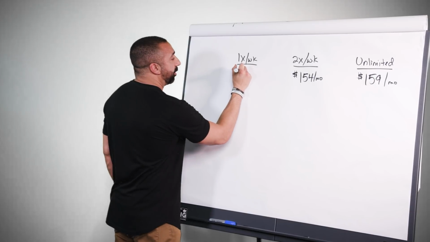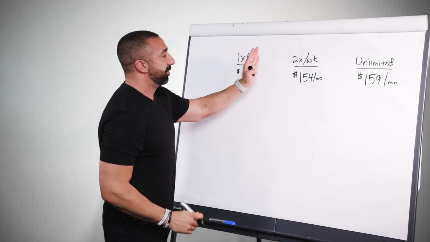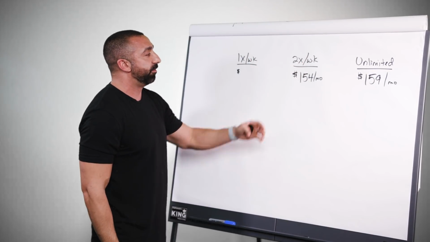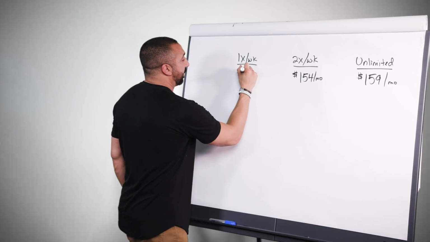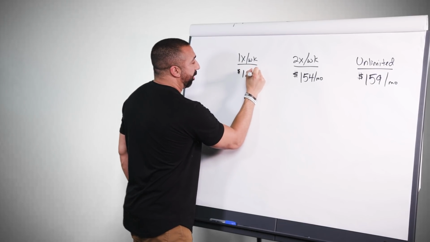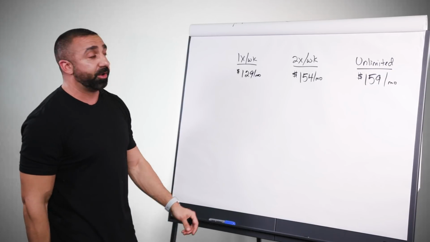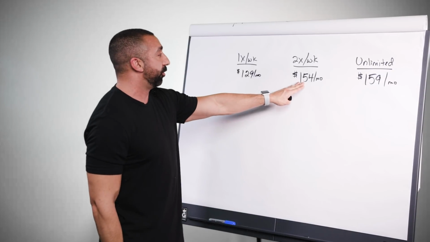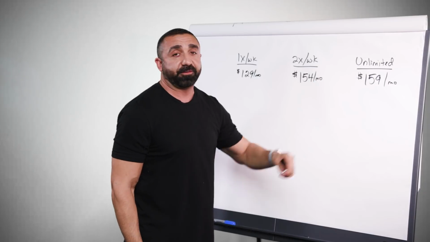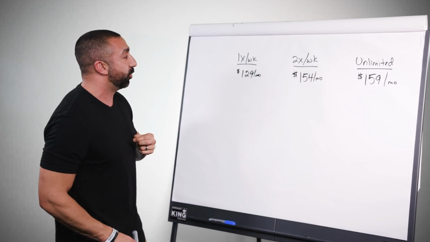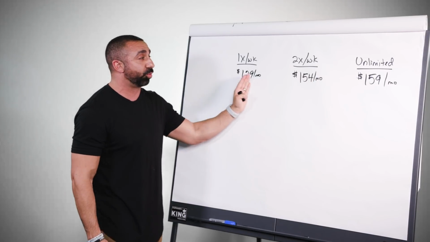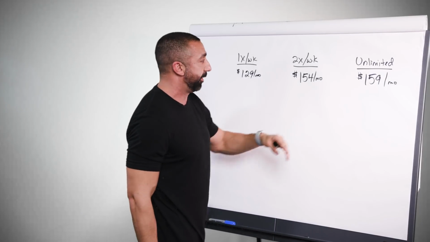And then this one here, you want to make sure it makes sense with this one. So for here, if that's 154, this would make sense to be like at that 129 mark, something like that. Okay, so there we go. So you can come in one time a week for 129, 2 times a week for 154, or unlimited for 159. So far, so good. We got a lot more work to do in order to make this really a no-brainer. Right now, we're still not there, okay?